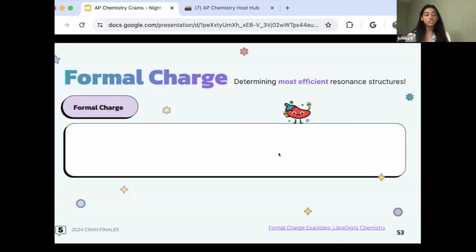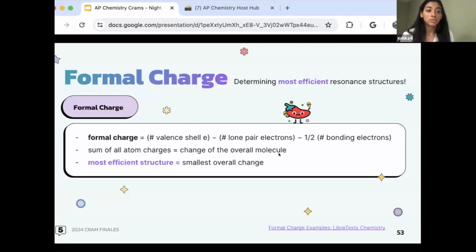So formal charge, we just talked about it, but we didn't really define it. Formal charge is really helpful when we're determining the most efficient resonance structure. This is how we calculate formal charge, and I would write this down as well. It's the number of valence shell electrons minus the number of lone pair electrons minus 1/2 of the number of bonding electrons. And we calculate formal charge for each individual atom in a molecule.